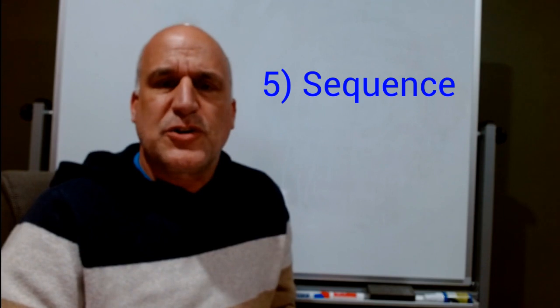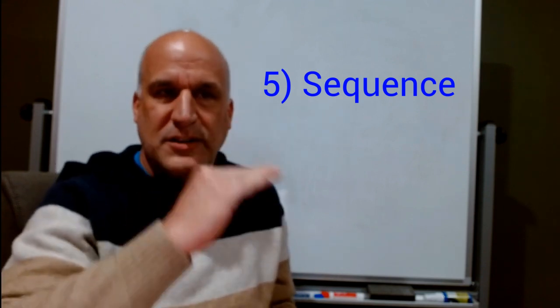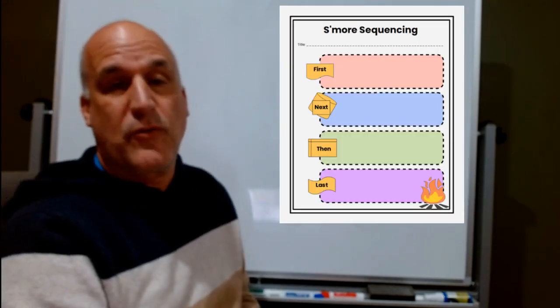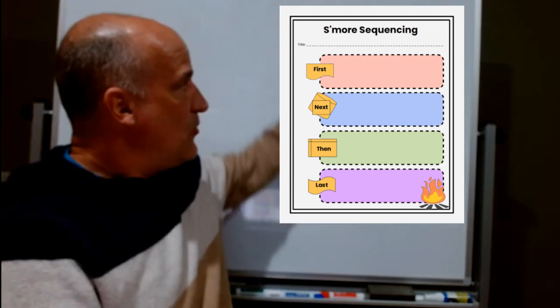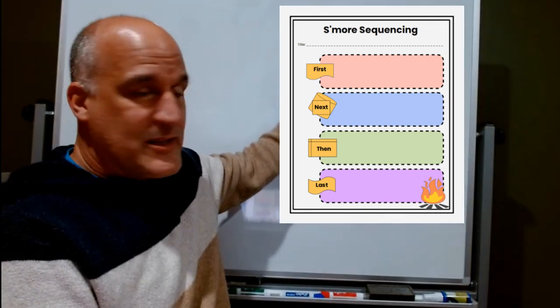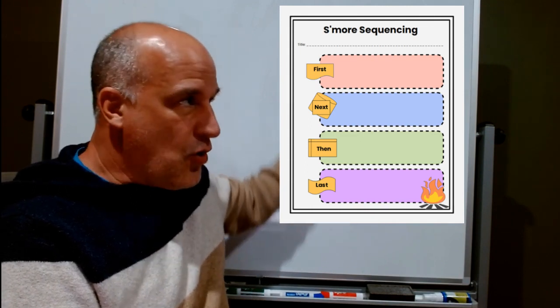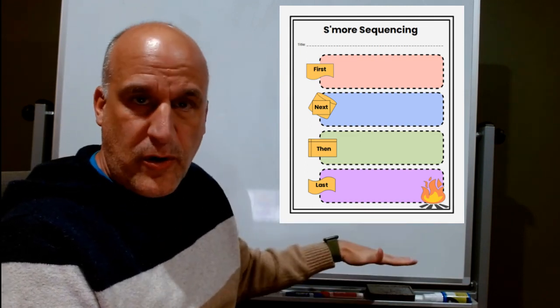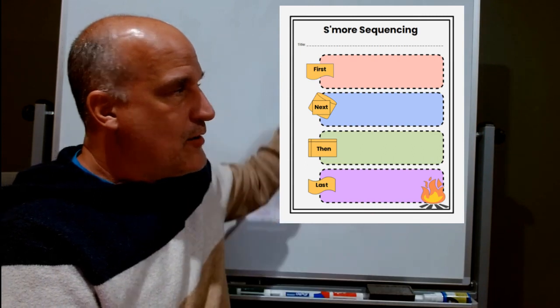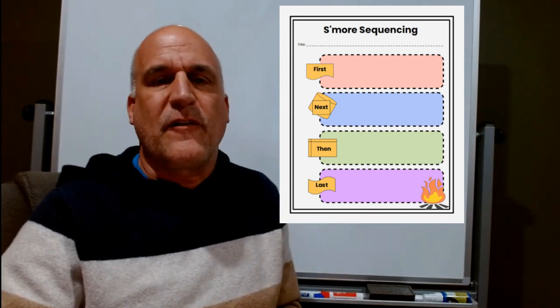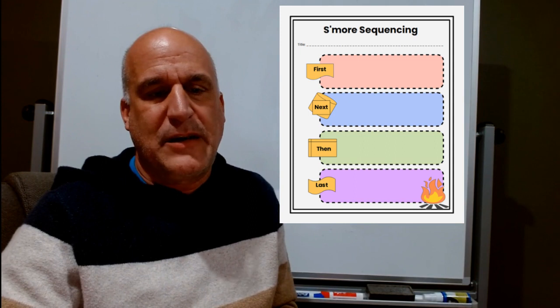And a sequence chart, just like its name, goes in sequence. So you can see a fairly basic one right here. So you have what's first, what's second, what's next, then, and last. And so you're going through a clear order. Where do you start? Where do you end? What's in between? So this is a fairly simple version of a sequencing one.